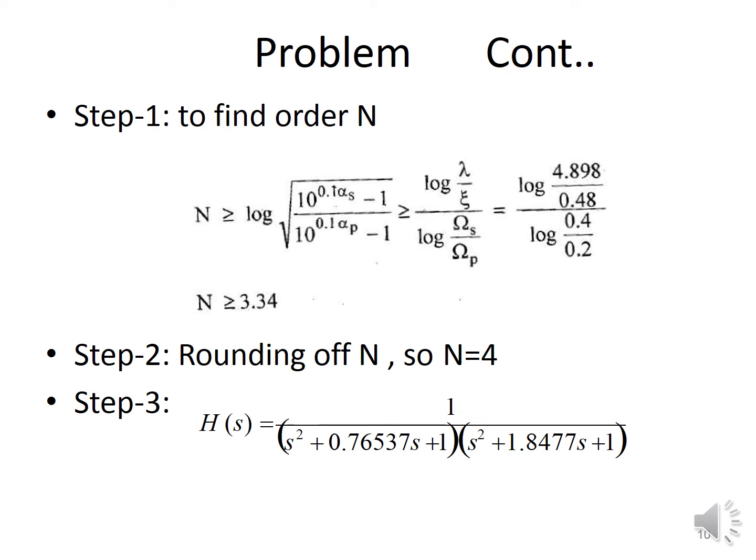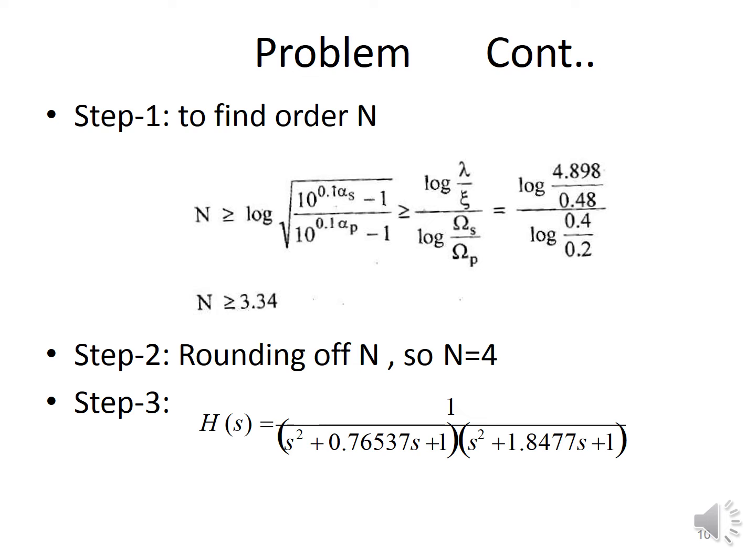N is always greater than or equal to log of root of 10 power 0.1 alpha s minus 1 divided by 10 power 0.1 alpha p minus 1, where n is always greater than or equal to log of lambda by epsilon the whole divided by log of omega s divided by omega p. N is greater than or equal to 3.34. And then the second step is rounding of the n to the next highest integer.